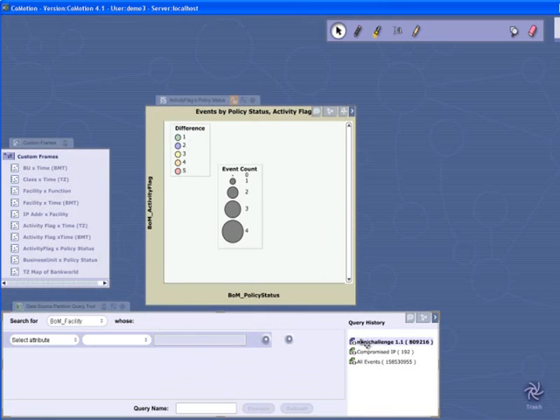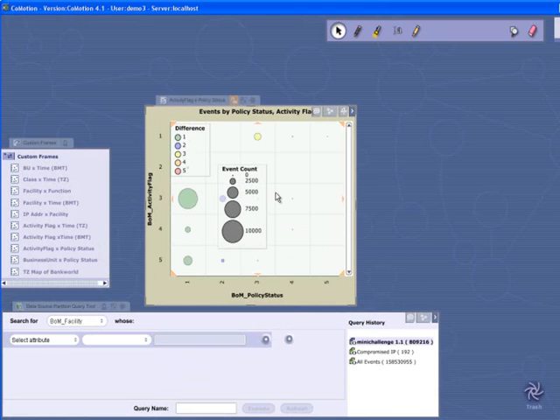Dropping the 2 p.m. dataset into the matrix of activity flag versus policy status values, we immediately notice the one policy status 5 circle. We can see that only one event occurred during this time frame of this type. Since policy status 5 means a compromised machine, this is of high concern.